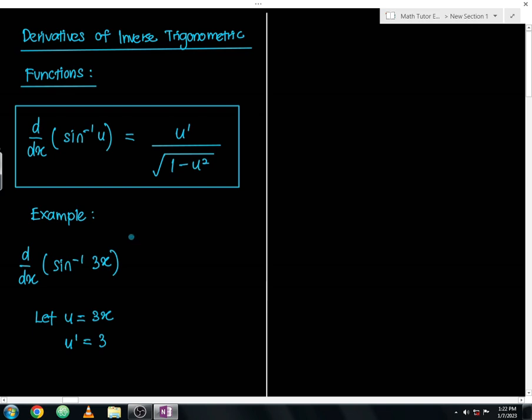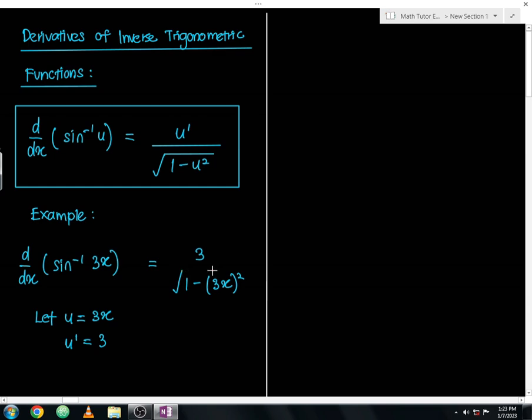Once you've done this, you just substitute these values into the formula for sine inverse u. So it will equal 3 divided by square root of 1 minus, instead of writing u, you write 3x here, and instead of writing u prime, you write 3 here. So 1 minus, in brackets, 3x close bracket squared, under the square root.